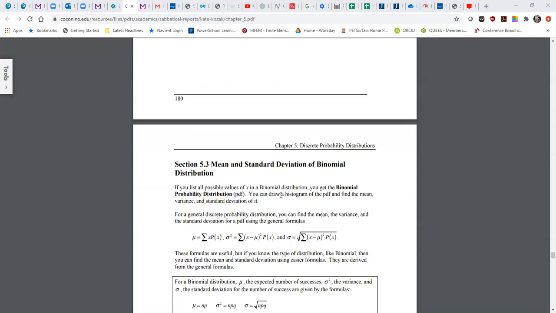Oh yeah, just repeating the one that we have up there. Right? The mean is the summation of x times p(x). The variance is the summation of (x minus mu) squared times p(x), and the standard deviation is simply the square root of the variance. Okay.